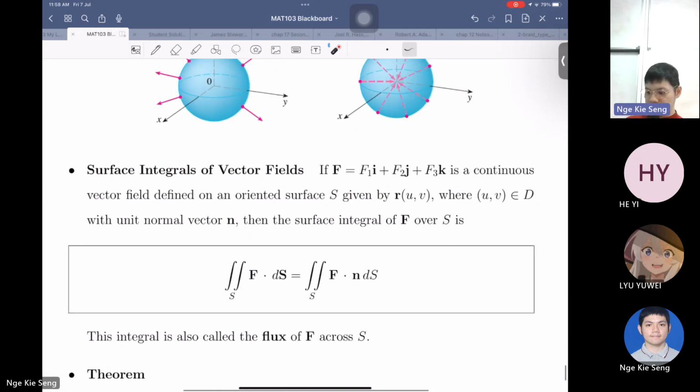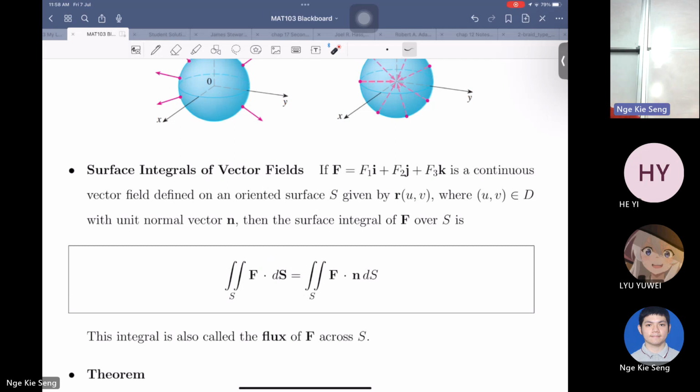Okay, surface. Now we introduce surface integral here. What is surface integral? Surface integral of what? You need to differentiate surface integral of what. Now we are defining surface integrals for a vector field.